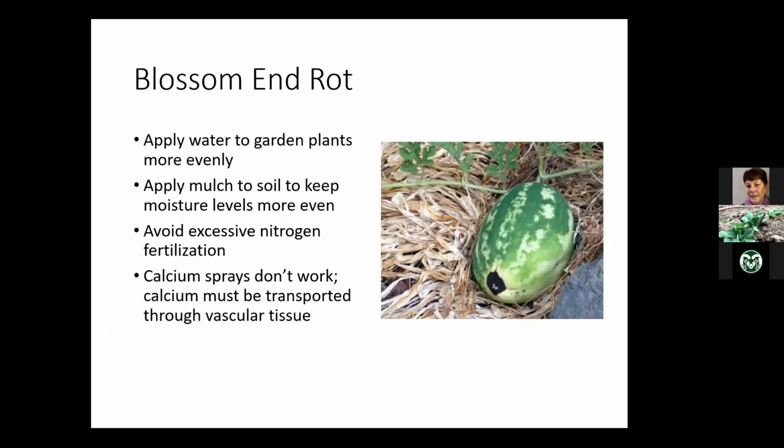Here's an example. Again, this is a melon with blossom end rot. And like I said, calcium has to come up through the roots. It doesn't come in through the stomates or any of the lenticels on the stems. And if we keep our soil moisture even, that allows for more consistent uptake of these nutrients to our plants. And so it avoids some of these problems as well.